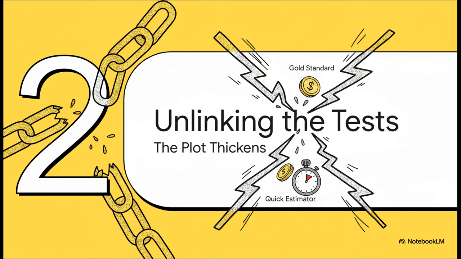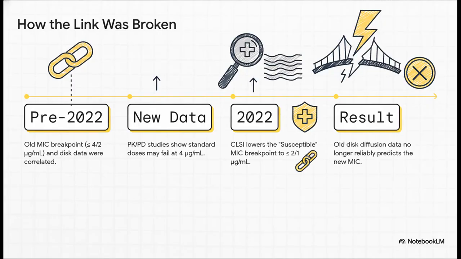Because when the gold standard changed, its relationship with our quick estimator completely fell apart. This timeline lays it all out perfectly. Before 2022, everything was fine. The MIC and disc test data were lined up. Then, new studies came out and revealed a potential weakness in treatment. So in response, the CLSI lowered the MIC breakpoint in 2022, updating the gold standard to protect patients. And here it is, the crucial consequence. The old disc diffusion measurements, our quick estimator, well, they just couldn't be trusted anymore to predict this new, stricter standard. The link between them was completely severed.